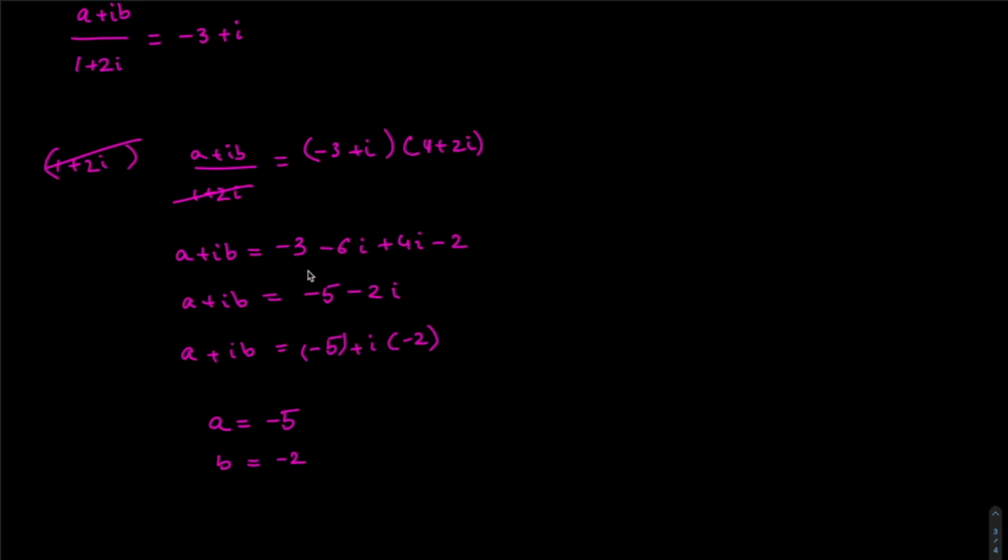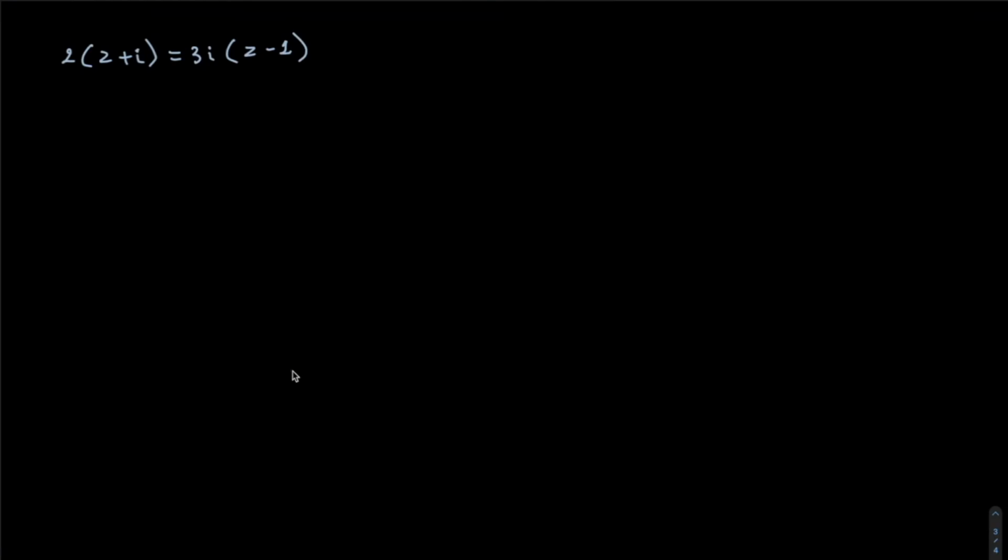All right, let's look at a few more examples now. So we have 2 times z plus i is equal to 3i times z minus 1. And we're supposed to find the value of z, right? That's it. So the approach here is to basically solve the equation and isolate z, right? Basically, we're trying to find the value of z.